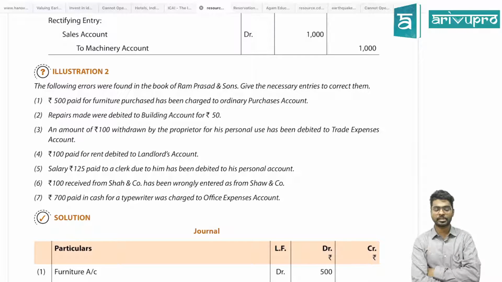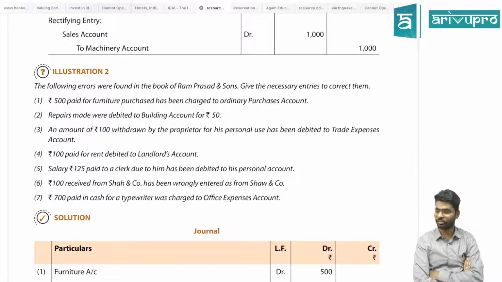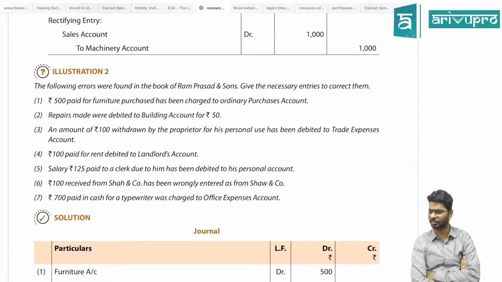Okay, next one. Salary 125 paid to clerk due to him has been debited to his personal account. What is the correct entry for salary? Salary to cash. Do you know the clerk's name? No. So you can write it as clerk's account debited. Wrong entry is clerk's account debited to cash account. Correct entry is salary to cash. Wrong entry is clerk to cash. Therefore, what will be your rectification entry? Salary to clerk.